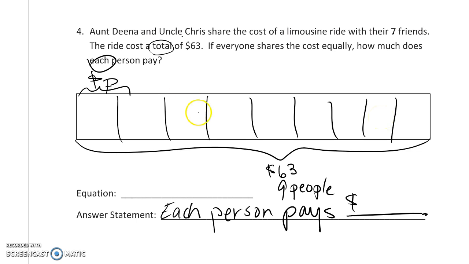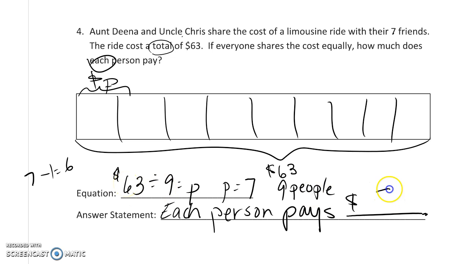Okay, 3, 6, 9. So this is division. $63 divided by 9 people equals P. P equals what? Well, again, here's my answer. So what minus 1 equals 6? 7. So $7 each, I'm thinking. 7 times 9 is 63. Yep. Each person pays $7.